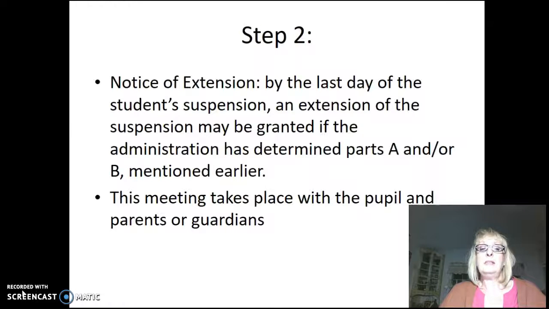The next step is you need to have a notice of extension. By the last day of the student's suspension, an extension of the suspension may be granted if the administration has determined parts A and/or B mentioned earlier. Also, this meeting takes place with the pupil and the student's parents or guardians.